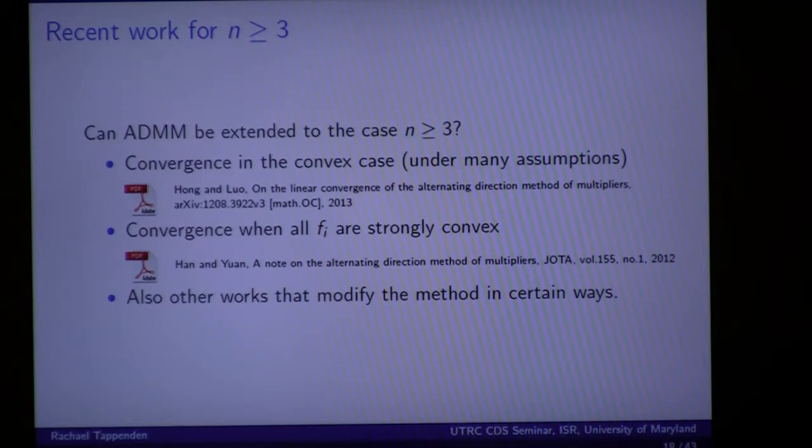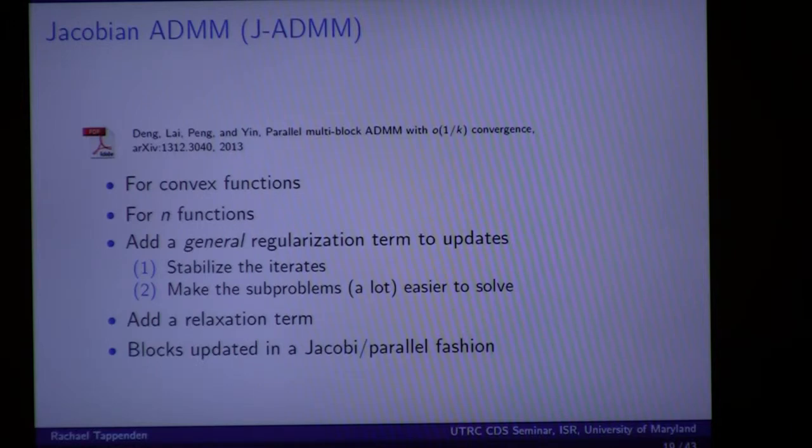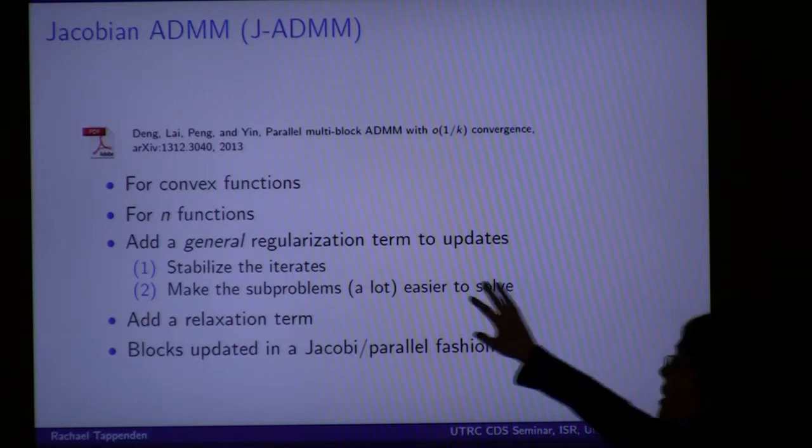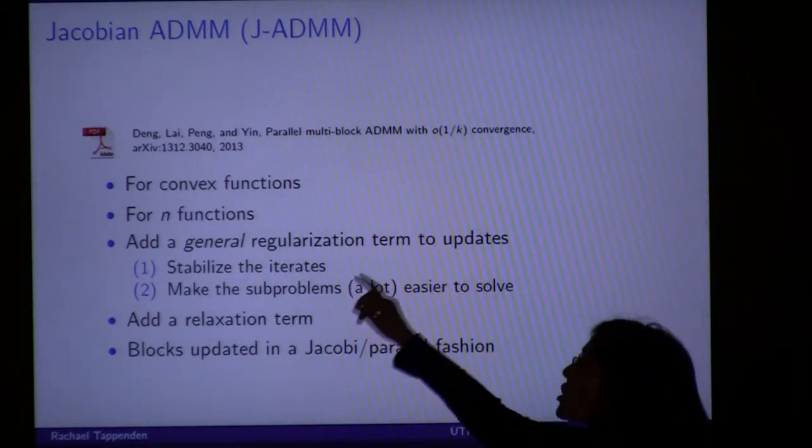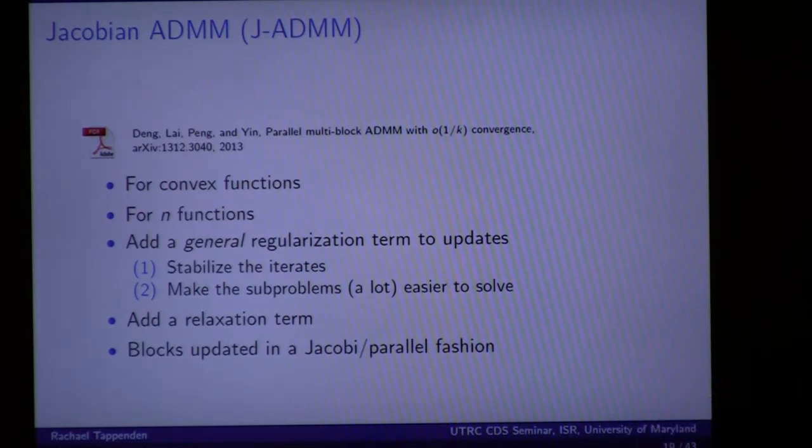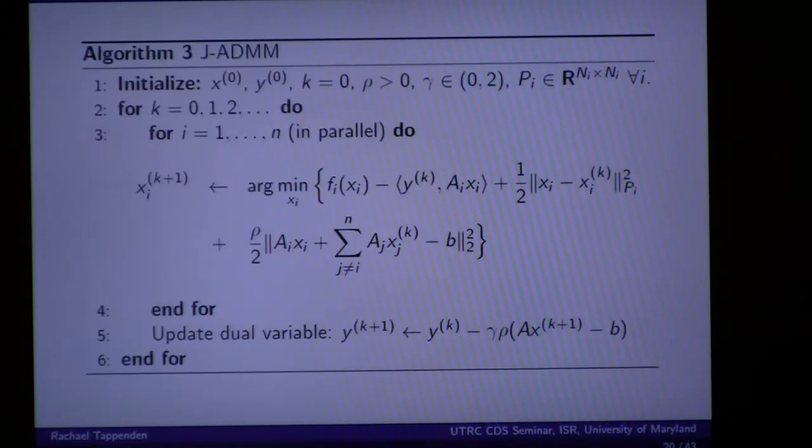But strong convexity. I just wanted to talk briefly about one more algorithm, and this is really nice. This is the Jacobian ADMM. For the standard ADMM, we're updating our variables in a Gauss-Seidel fashion, cyclically. So we're using information from x1 at iteration k plus 1 in our update for x2. But here we can just do everything in parallel. This is a Jacobi update, so you just update all of your primal blocks in parallel. This is a really nice paper. It works for convex functions, for an objective function that is the sum of n blocks. What they do is they add some regularization and update their blocks in a parallel Jacobi fashion. So here is the algorithm written now.